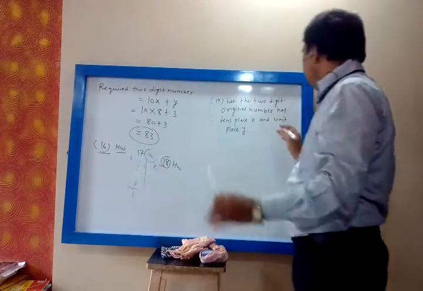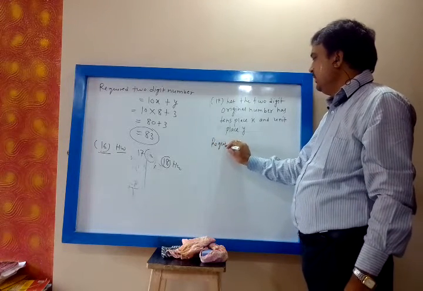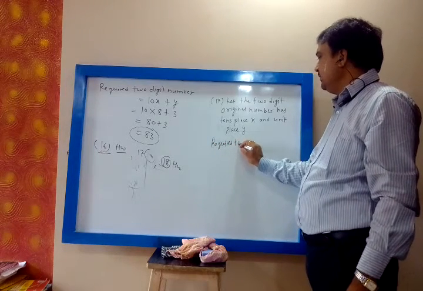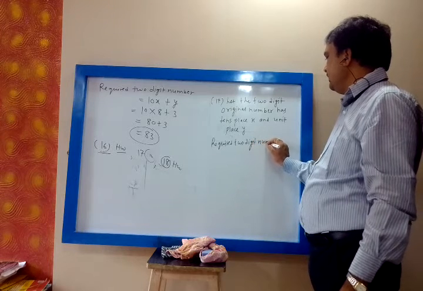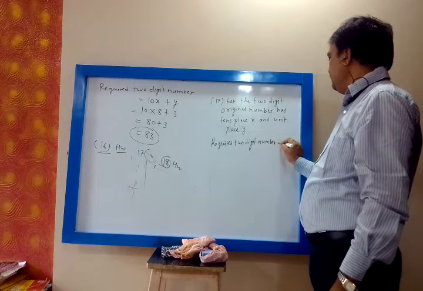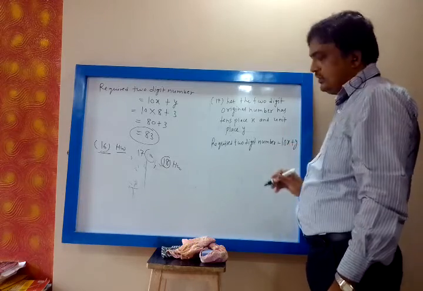Okay. Chalo. So the required two digit number is 10x plus y. Okay. Now what is given in the question?